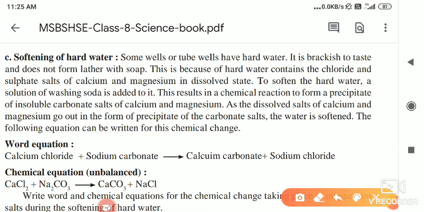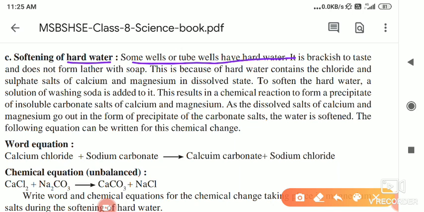Okay, now the next reaction is the softening of hard water. As you know, hard water is the water which we get from the bore, otherwise the well water. When it moves, it carries different kinds of carbonates or salts with it, and due to this the water becomes hard because of the dissolving of these different salts in it. Some wells or tube wells have hard water.